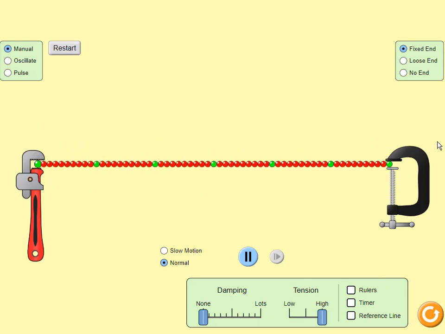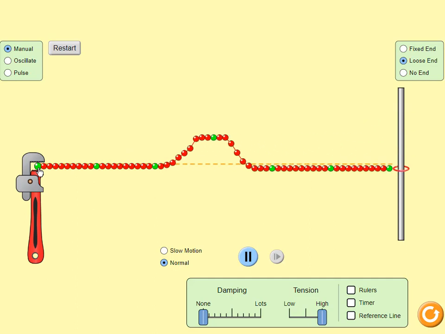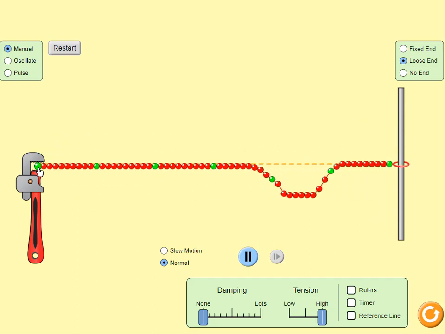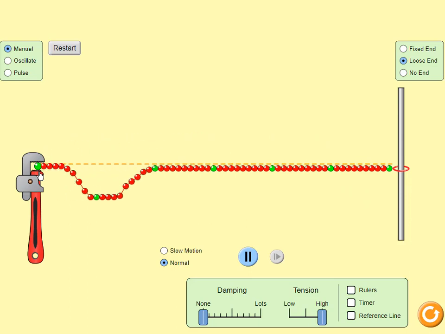Okay, I'm going to change to a loose end. So this could be something like a ring on a pole. Now if I do the exact same thing, you see that the reflection, when it's at the free end, comes back along the same side. When it hits this fixed end, which is the wrench, it flips over.